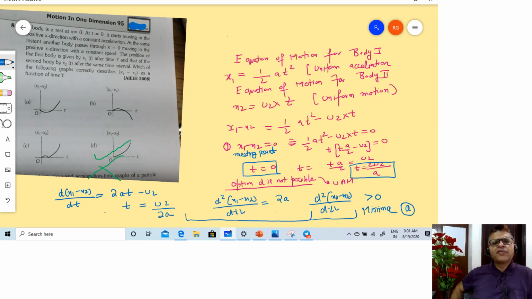We used two mathematical tools. One is trying to find out how many places the bodies meet. Second, using the double derivative, the concept of maxima and minima, to decide the presence of a minima or maxima at a certain place. That told us that in A there is a minima, and that is what the double derivative also showed. No other graph has any minima present. Thank you very much.